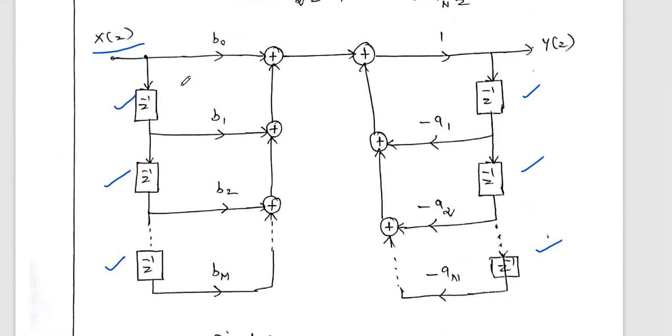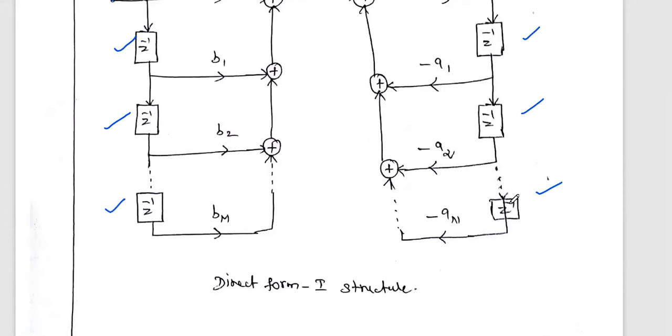So you just remember this diagram. Direct form 1 means this is the general structure, with the coefficients b0, b1, b2, etc. up to bm. Similarly, in the next half of the diagram, you see adders and delay elements. The y of z is given to the first delay element, the second delay element, and so on, up to the nth delay element.